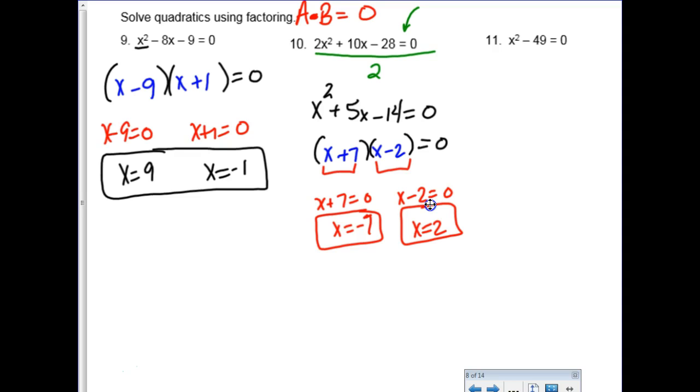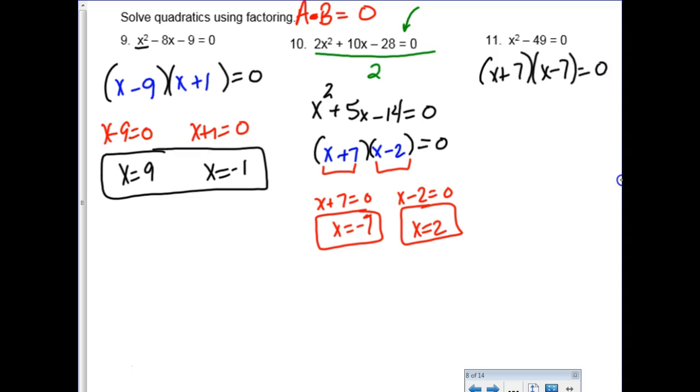When we get to something like number 11, I'm hoping at this point you guys start recognizing that that's a special binomial. It's one of our patterns. X squared and 49 are both perfect squares. So this is that nice pattern where they look almost identical except one's a plus and one's a minus. The difference of two squares pattern works out where you take the square root of each term and then you make one a positive 7 and the other one a negative 7.